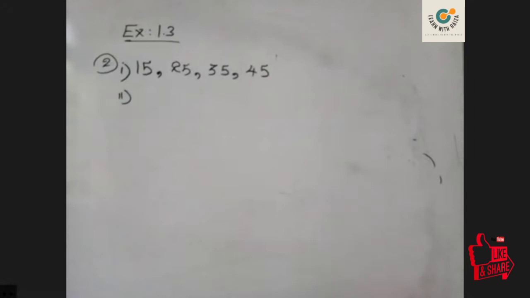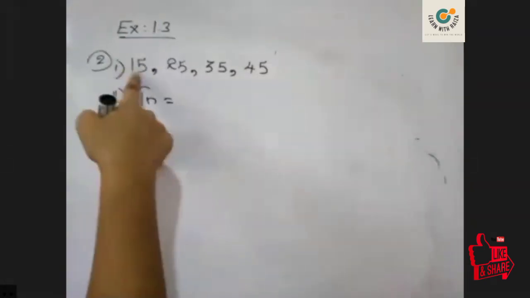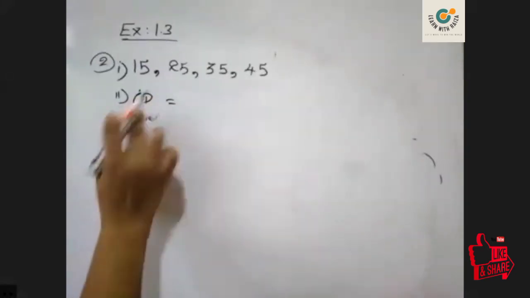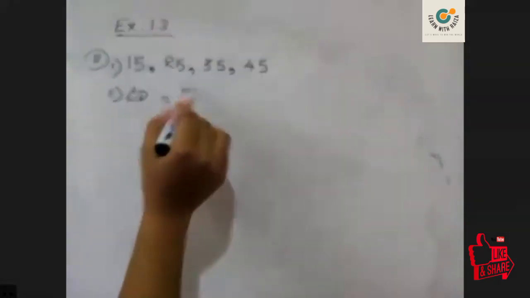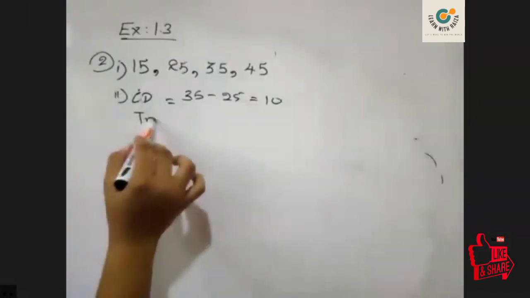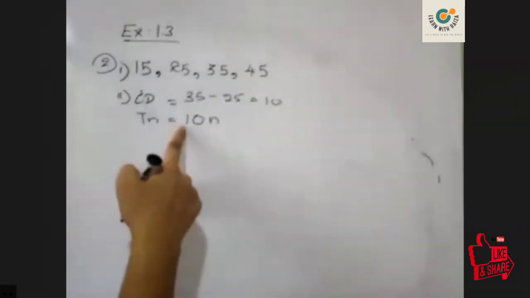Okay, 20th piece. What is the 20th piece? To find that one, you have to find the general term. First we'll find the common difference. Common difference is 35 minus 25, that is equal to 10. Then the general term is 10 multiplied by n, 10n.